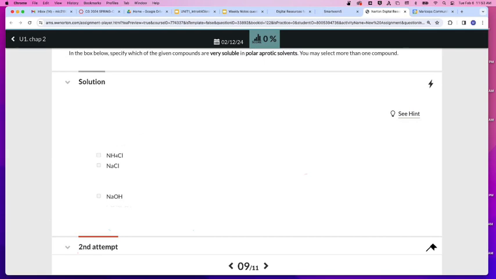So a polar solvent is vague. That can be a lot of different things. Polar protic means something very particular. Polar aprotic means something very particular. It's not the single term on its own, it's in a group.